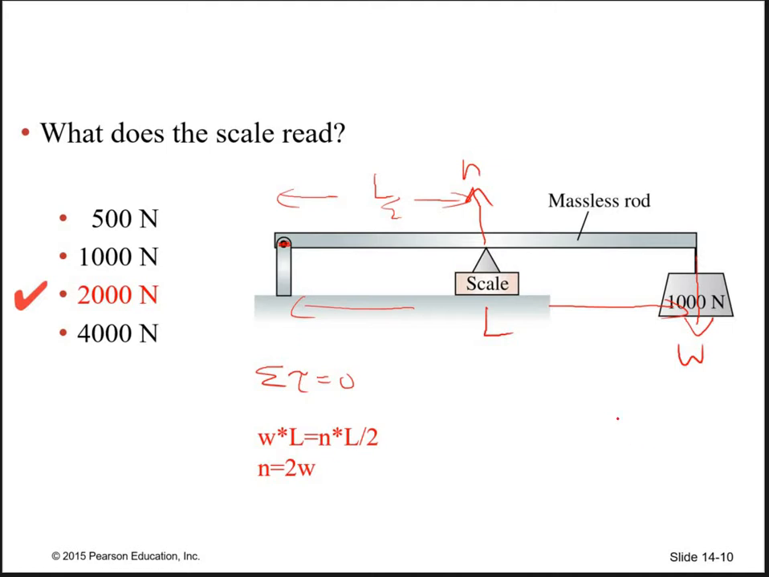Again, torque is r perpendicular times F, so we're just multiplying the distance with the force. Distance times force is W times L over here, and distance times force is N times L by 2. The torque due to these two forces balance each other, and when you set them equal to each other, the L cancels out and you get normal force equals twice the weight, and so the reading is 2000 newtons.